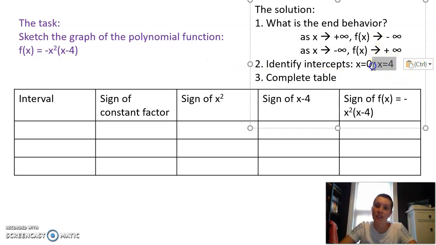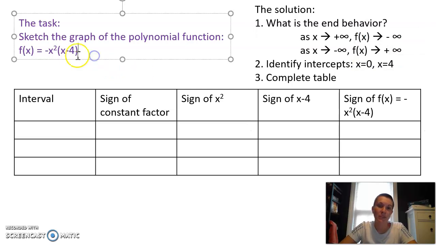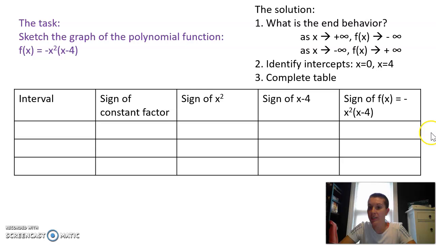So I've already identified the intercepts here, but these can be found from our 2 factors. Our first factor, our intercept is 0, and our second factor, our intercept is 4. Now we can use this to complete the table. So we have 2 intercepts, which means we're going to have 3 intervals.